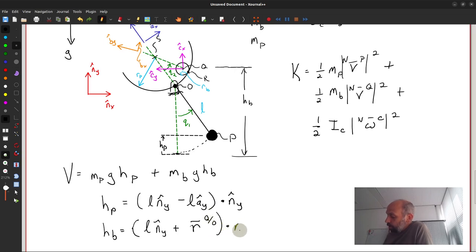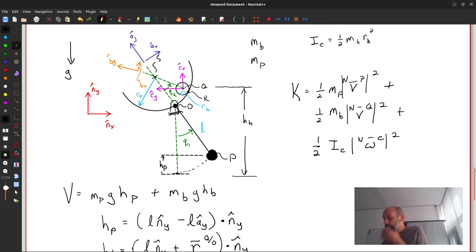If I dot all that with NY, I should get HB2, I believe. So we have those pieces. We need to work out the velocities and angular velocities of the system, but I'll do that in a Jupyter notebook. But this is the basic system. We get our kinetic and potential energy, and then we're going to write Lagrange's equation and see if we get something that looks like the equations of motion of the system.